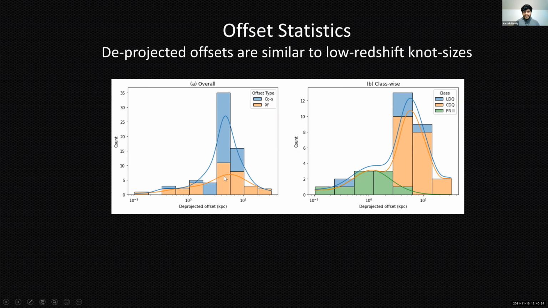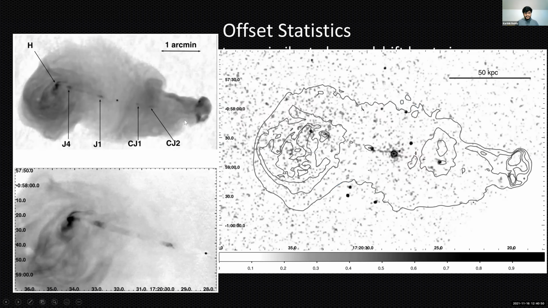Okay. So the interesting thing about this plot is that the offsets are mostly similar, and they're also on the same order as sizes of knots at low redshifts. So for example, this is a nearby jet called 3C353 with a knotty structure in the radio, and the general morphology of these knots is that the radio knots appear extended along the jet, while the X-rays are confined to much more compact regions. Now, the plot that I showed earlier contains some mixture of resolved and unresolved knots.